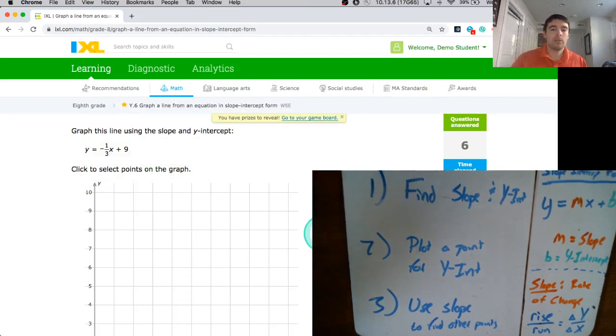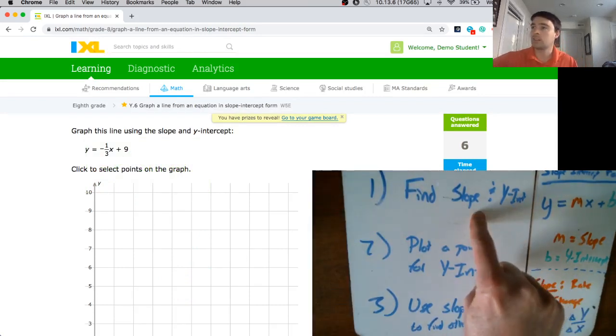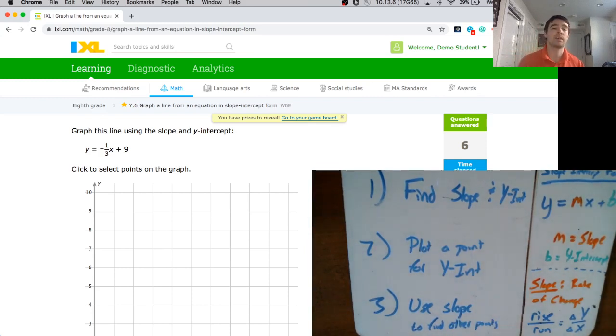I hope that was helpful. Again, following this 3-step process of identifying slope and y-intercept, then plotting a point for the y-intercept, and finally using slope to find other points, I think is a tried and true method that should work to help you build these graphs.